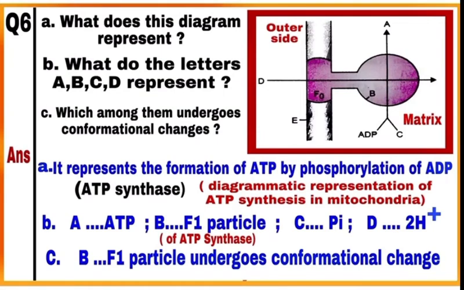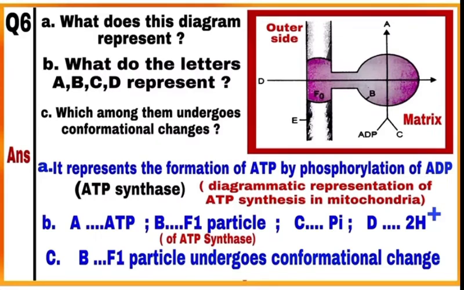Question 6, Part A. What does this diagram represent? This diagram is representing the formation of ATP by phosphorylation of ADP. ADP is adenosine diphosphate. ADP combines with phosphate and forms ATP. Or you can also write, it is the diagrammatic representation of ATP synthesis in mitochondria.